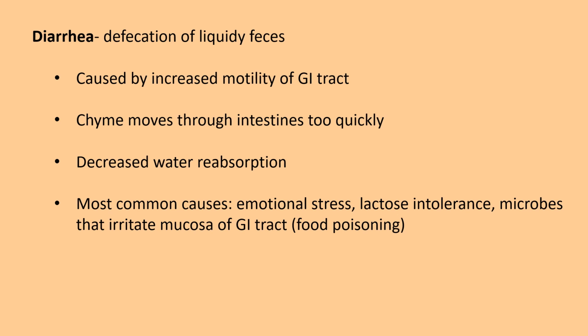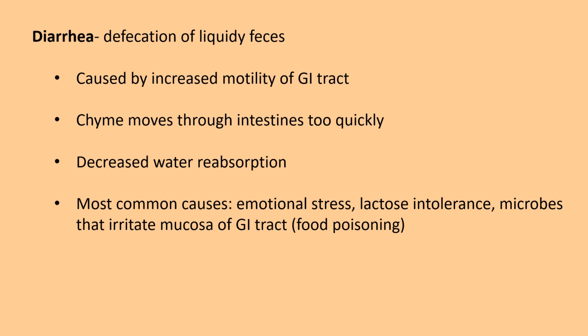So because we are awake, curious human beings, we know that feces vary in consistency. They're not all the same. And the major driver for that change in consistency is the water content of the feces. And we've all had diarrhea, and diarrhea is defined as the defecation of liquidy feces. And the reason why there's so much water in the feces is because the chyme passed through the GI tract too quickly. That's called increased motility of the GI tract.